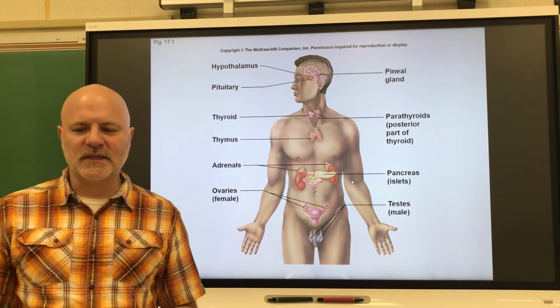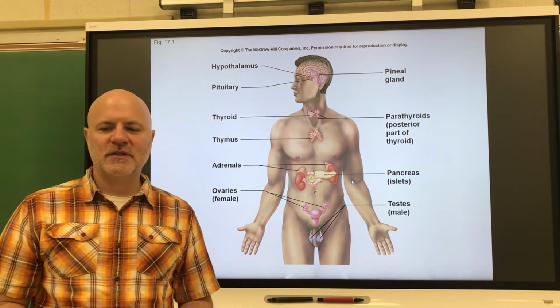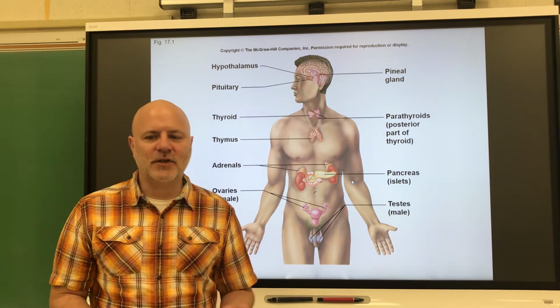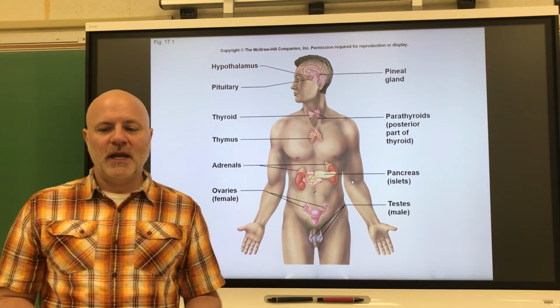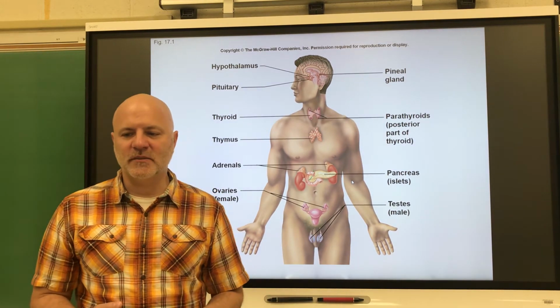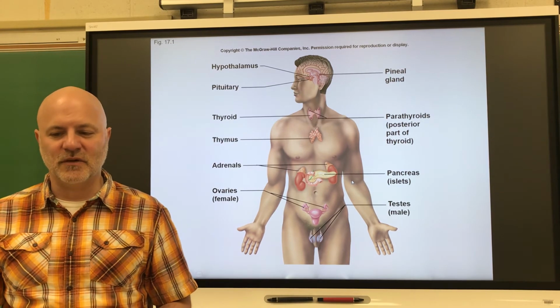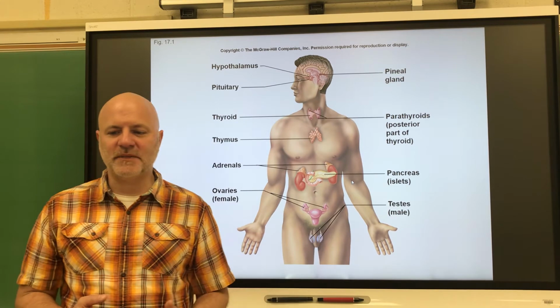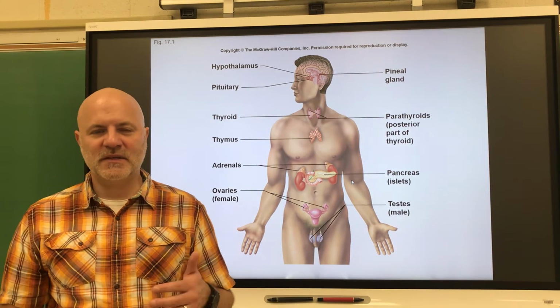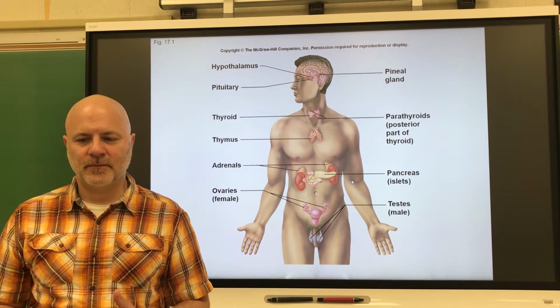Next is cholecystokinin, or CCK. This is also produced in the small intestine. It causes the contraction and emptying of the gallbladder, which is bile, and it stimulates pancreatic enzyme secretion. Next is gastric inhibitory peptide, or GIP. This inhibits gastric secretions and stimulates insulin secretion.